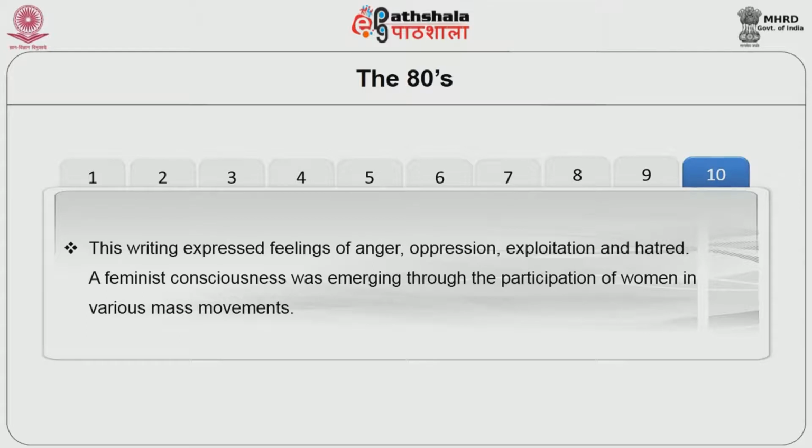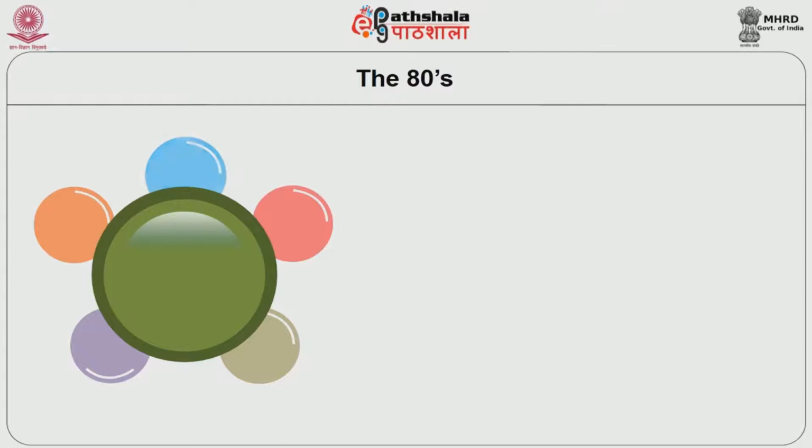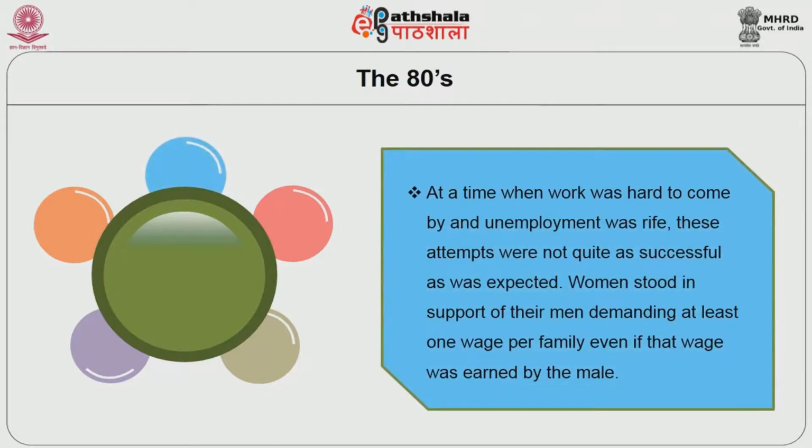A feminist consciousness was emerging through the participation of women in various mass movements. Attempts were also made in the 1980s to organize workers' unions for women workers. In Bombay in particular, they were against the retrenchment of women mine workers and textile workers. At a time when work was hard to come by and unemployment was rife, these attempts were not quite as successful as was expected. Women stood in support of the men, demanding at least one wage per family, even if that wage was earned by a male.